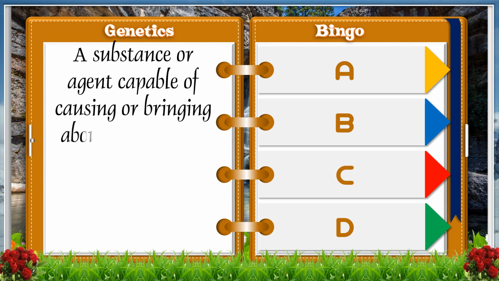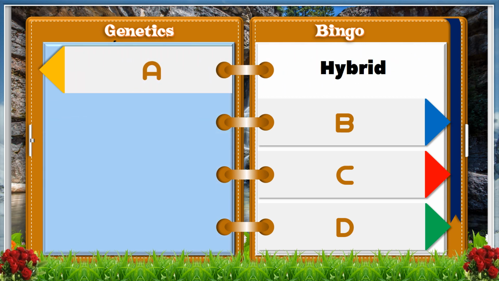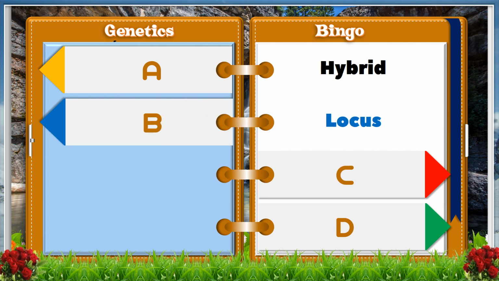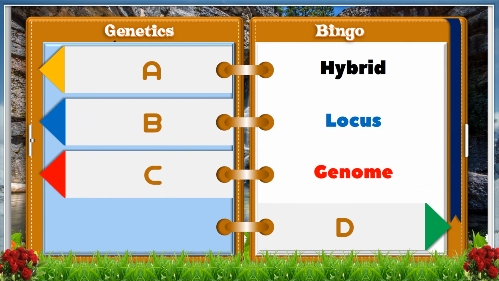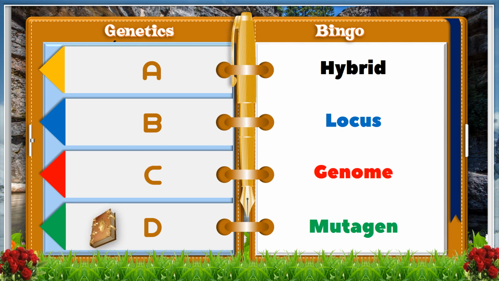A substance or agent capable of causing or bringing about a mutation. For example, ultraviolet light, radiation, X-rays, and certain chemicals. A. Hybrid. B. Locus. C. Genome. D. Mutagen. And the answer is D. Mutagen.